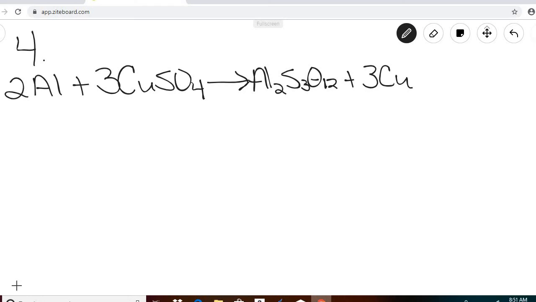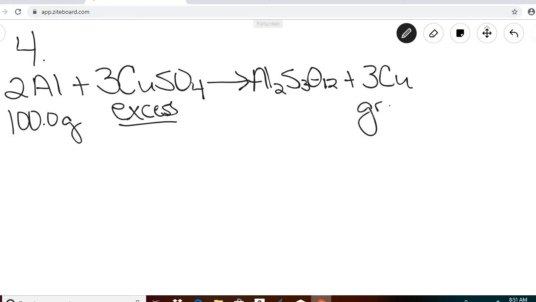Okay, and then it says if a chemist uses 100 grams of aluminum, so 100.0 grams of aluminum, and excess of this, so again, that's just telling us that the CuSO4 is not the limiting reaction. How many grams of copper will be used? Okay, so that's the question we want to answer.